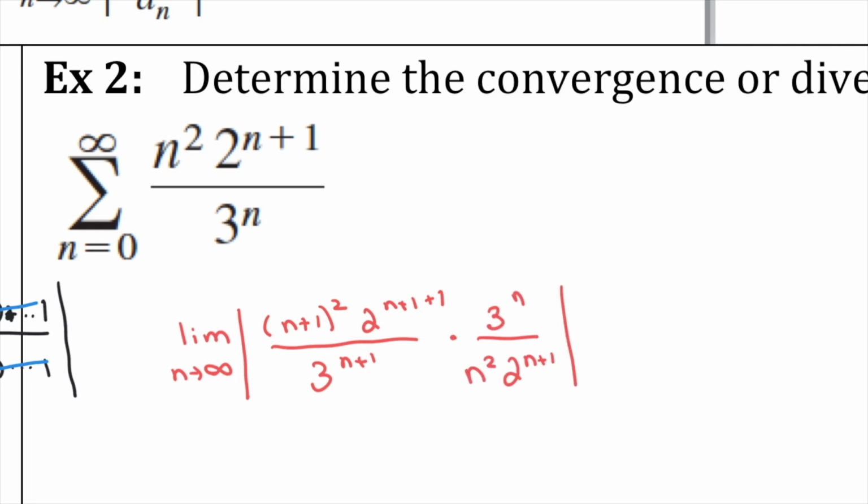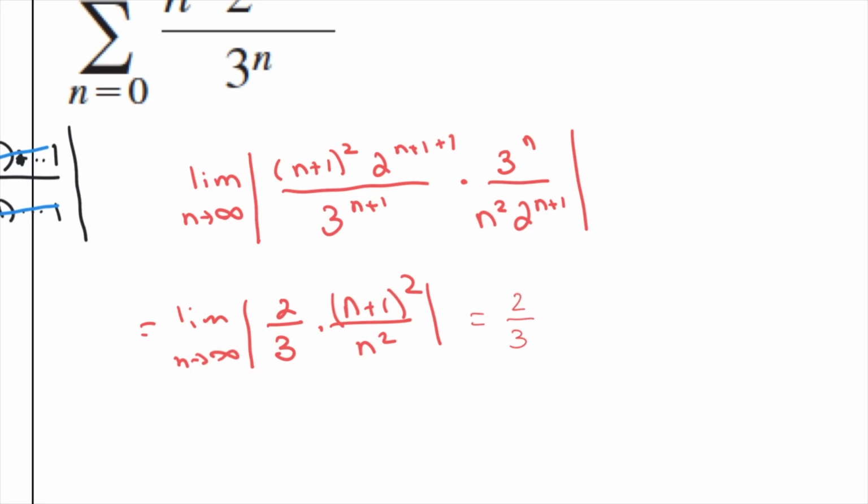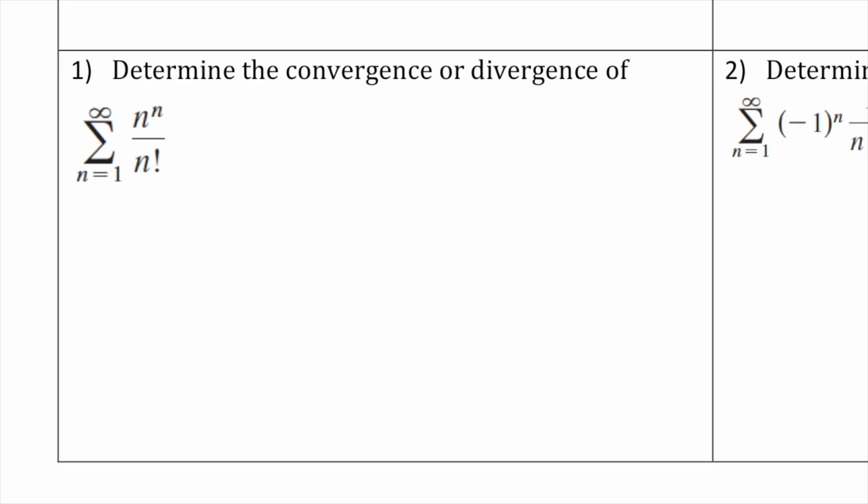Now we're ready to simplify this limit. We will have the limit as n goes to infinity. And as we simplify, notice we will have 2 divided by 3, and for the n plus 1 squared over n squared, those have an equal amount of exponents, so our limit is equal to 2/3. Now 2/3 is less than 1. From the ratio test, our series will converge. Give questions 1 and 2 a good try.